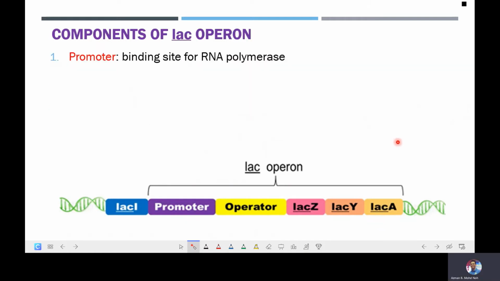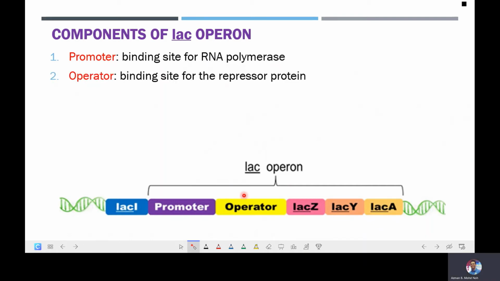But before we talk about how the enzymes can be produced when lactose is present, let's look at the components of the Lac Operon. Component number one will be the promoter. This is important as the binding site for the RNA polymerase. You should remember that RNA polymerase is the enzyme that is important for the process of transcription.